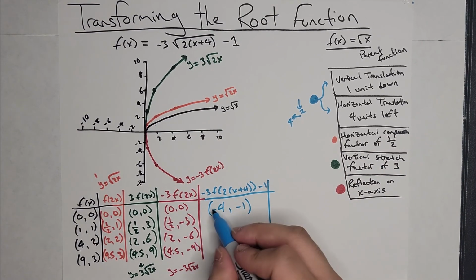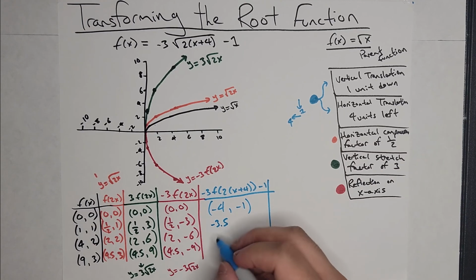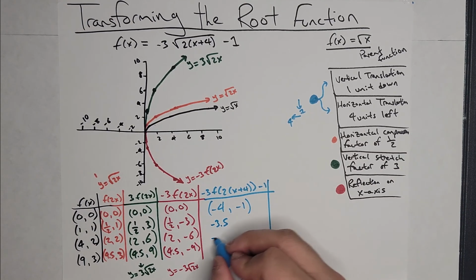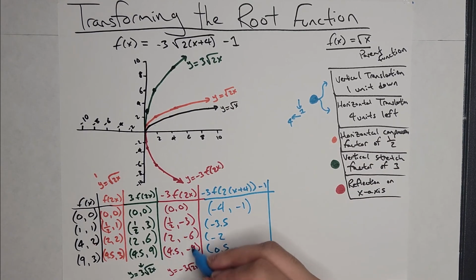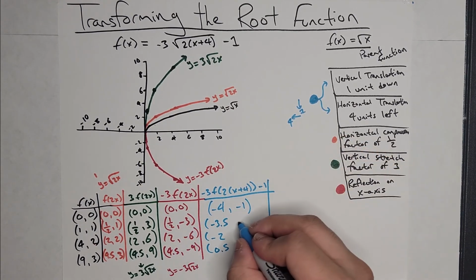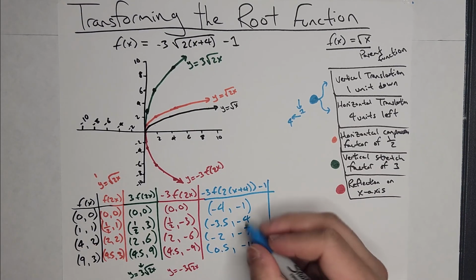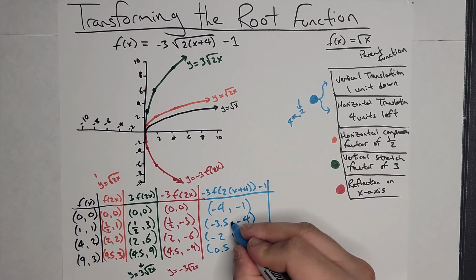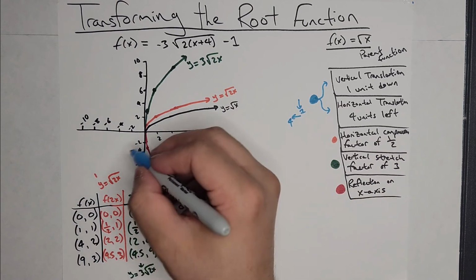And now I can just do that with all of these. So 0.5 minus 4 is -3.5. 2 minus 4 is -2. 4.5 minus 4 is 0.5. And same with these. I just subtract 1 more because I'm going down. So now I'm -4, -7, -10. Now these are now my new points.